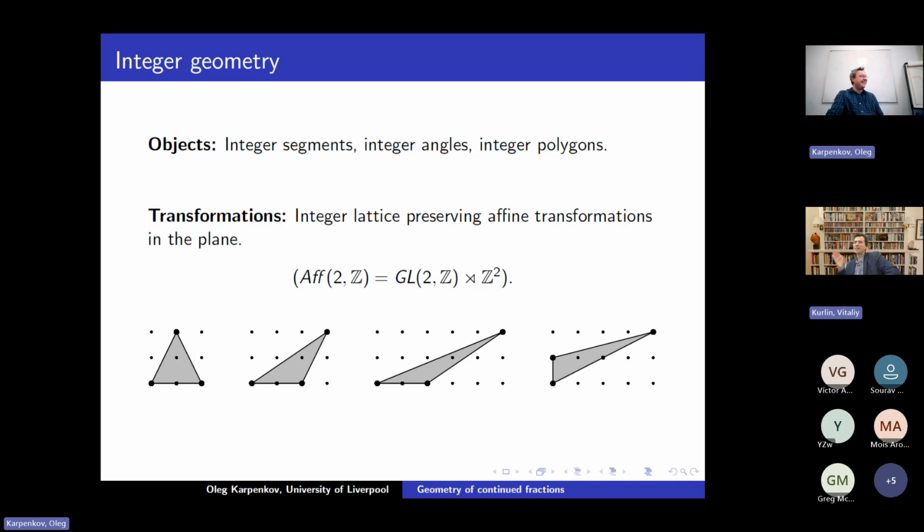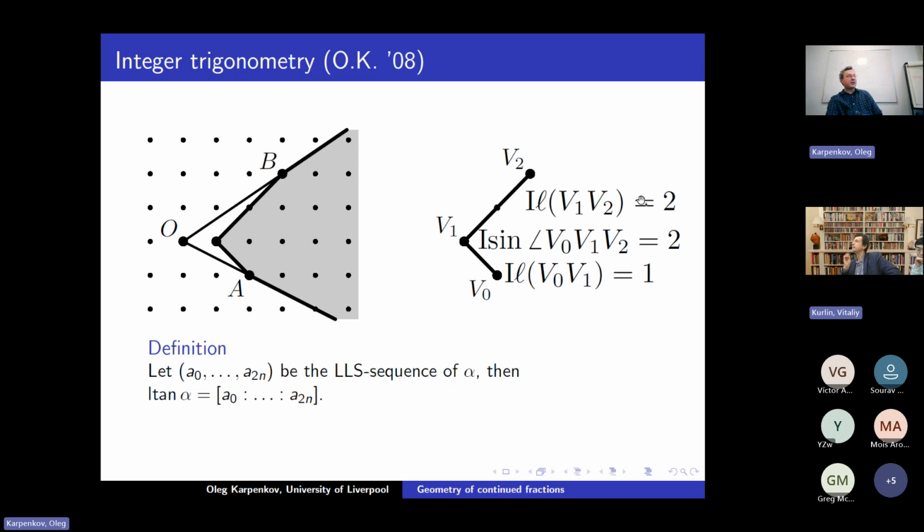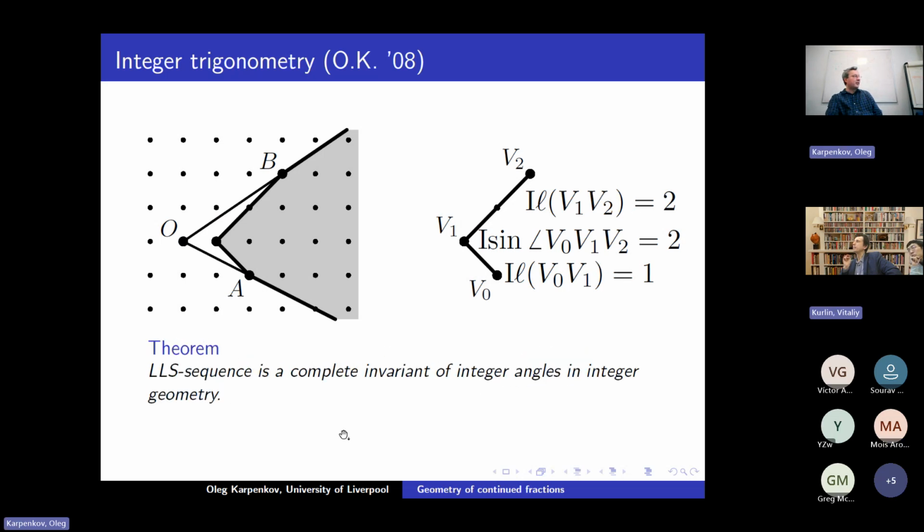Okay, so Euclidean angles are not invariants, but what are invariants? The LLS sequence is invariant. So basically this sequence 1, 2, 2, this continued fraction, is actually a complete invariant of angles, of congruence classes of angles. So two angles are equivalent if and only if their LLS sequences are equivalent.